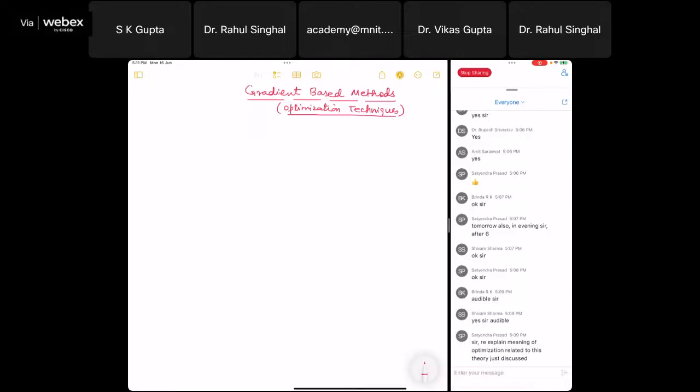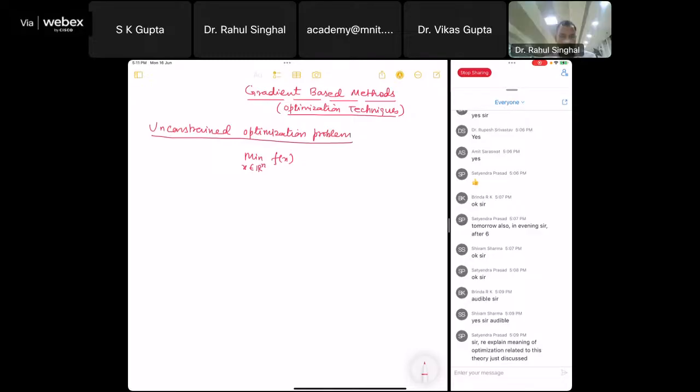So here, first of all, we are focusing on the unconstrained optimization problem. What is an unconstrained optimization problem? You simply minimize f(x) where x is in Rn. There is no restriction on the variables. x is any point in Rn, and you have to minimize it.